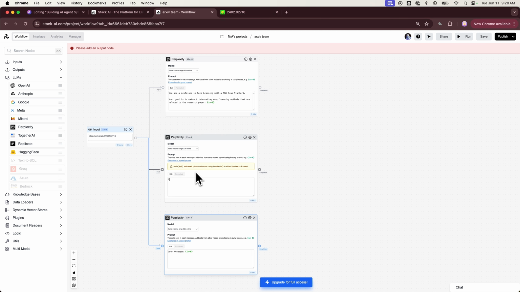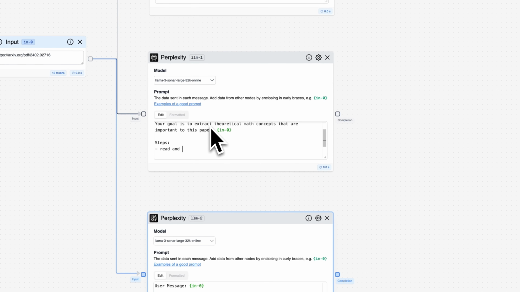So for this second one, let's just say you are an expert in theoretical math. It's the identity. Your goal is to extract theoretical math concepts that are important to this paper. And then we reference the variable. And then for this, I do want to give it kind of a step-by-step, only because I have played around with LLMs reading math papers in the past, and it generally does struggle. And so I do want to give it kind of a step-by-step breakdown of what to do to help it out.